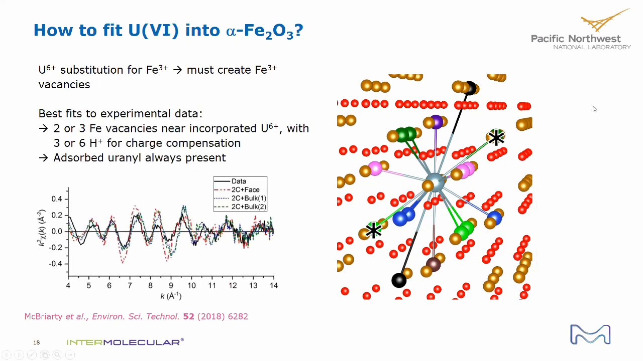It turns out that for our best fits to experimental data, we typically need not just one iron vacancy, but multiple iron vacancies. It looks like this uranium sits inside of a vacancy cluster.